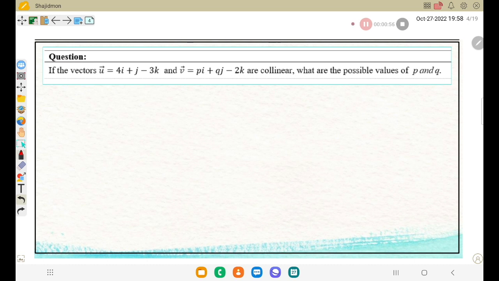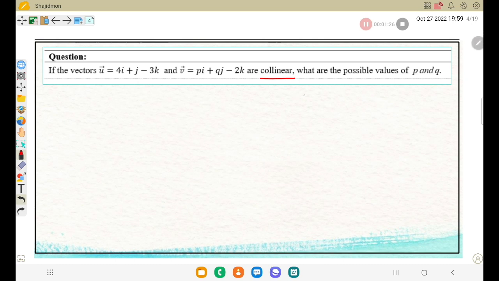If the vector u equals 4i plus j minus 3k and vector v equals pi plus qj minus 2k are collinear vectors, then what are the possible values of p and q? That is the question. If these two vectors are collinear, do you know the meaning of collinear? We discussed it in the 1.1 section. Two vectors are parallel to the same line irrespective of their magnitude and direction.